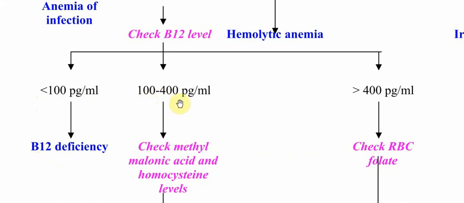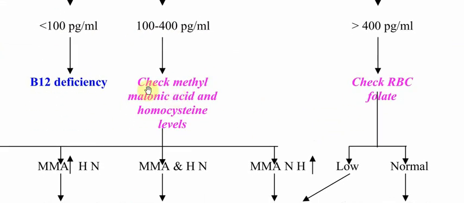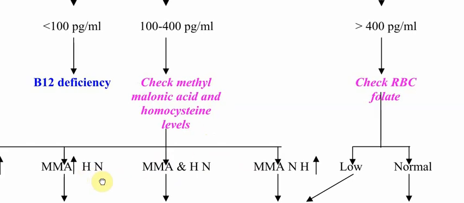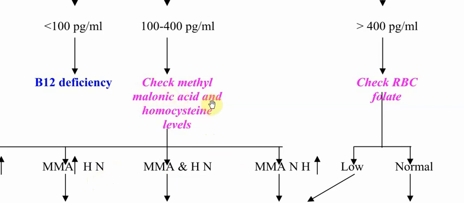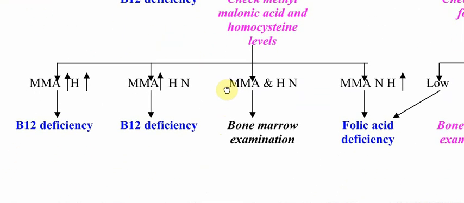If it is 100 to 400 picogram per ml, the next step is to check methylmalonic acid, which we will call MMA for putting it in this flow chart, and homocysteine level, which we will call H for the sake of saving space in this algorithm. So we check for methylmalonic acid and homocysteine levels, and this is what we can find.